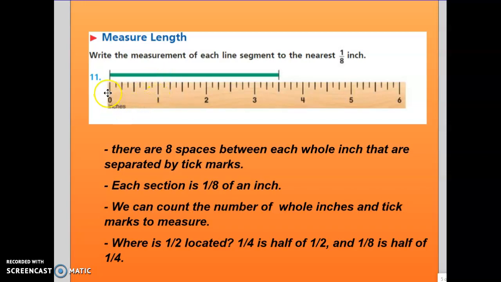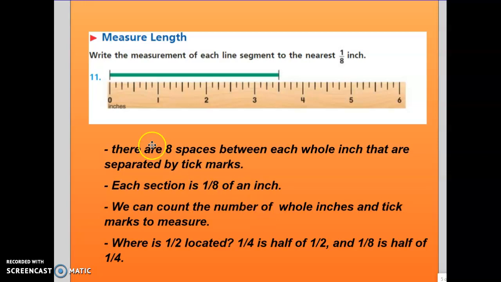So we use the tick marks, and we don't count the tick marks because that gets confusing. We're counting the space in between. That is 1/8 of an inch, 2/8 of an inch, 3/8, 4/8 of an inch, 5/8 of an inch, 6/8 of an inch, 7/8 of an inch, and 8/8 of an inch. So each section is 1/8 of an inch. We can count the number of whole inches and tick marks to do any kind of measuring.